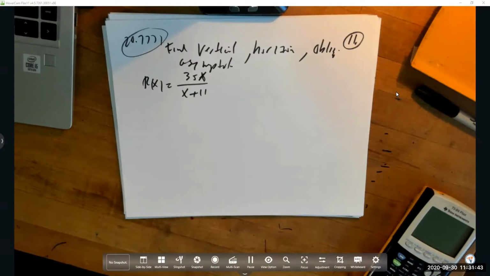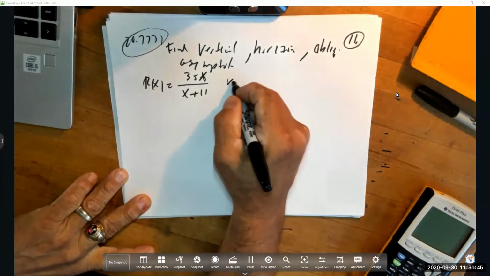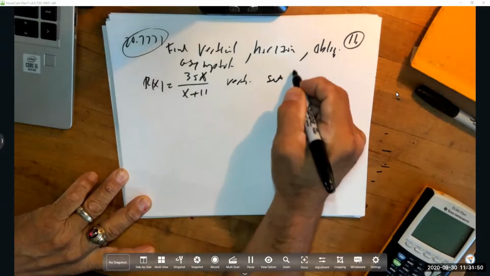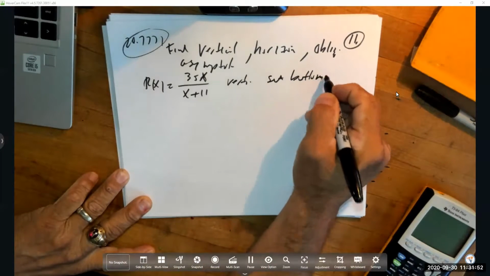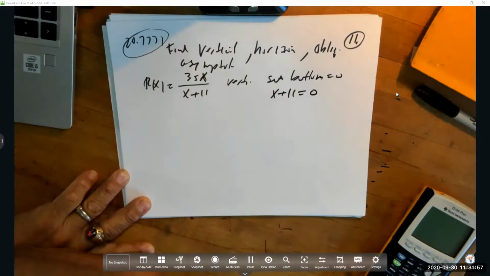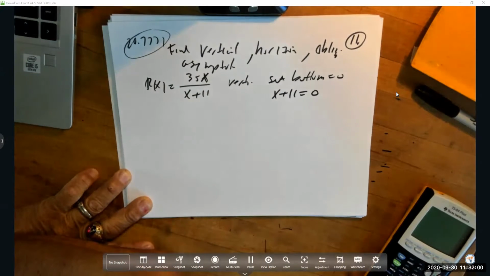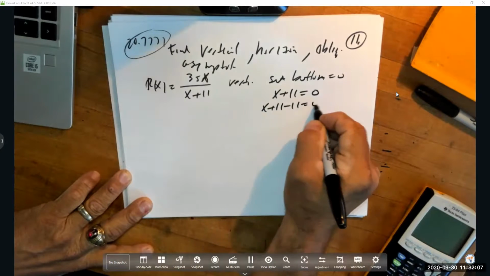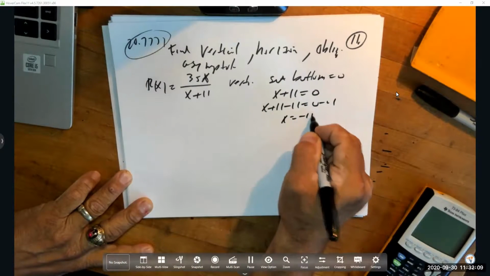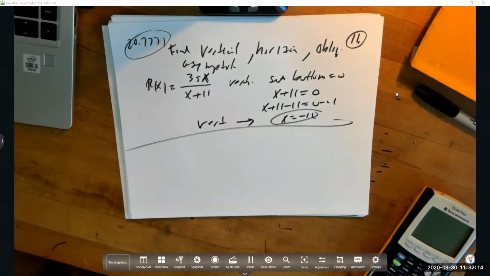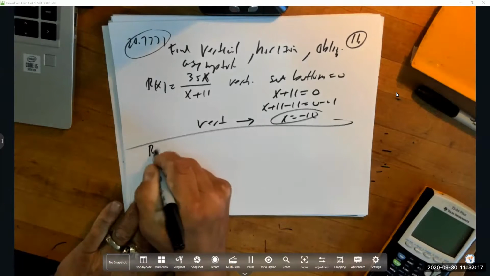Ready? So to find the vertical, you're going to set the bottom equal to 0. The denominator is equal to 0. So x plus 11 is 0. How do you solve that? Go ahead. x minus 11. Yep, that's it. So that's the answer right there. So the vertical is x equals negative 11.